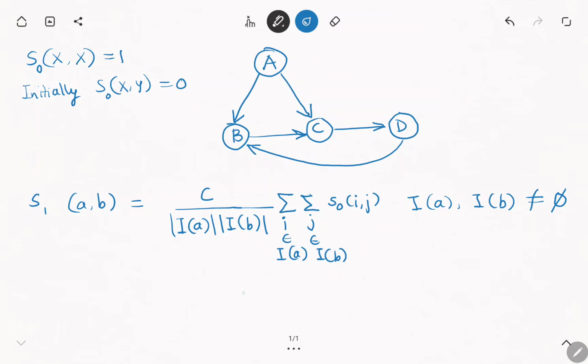Okay, and if either I(A) or I(B) is empty, basically if there are no incoming nodes for any particular node, then for that pair the SimRank cannot be calculated. So it will be 0 if either one of them does not have any incoming nodes. So this is the basic calculation. Okay, this was our graph.